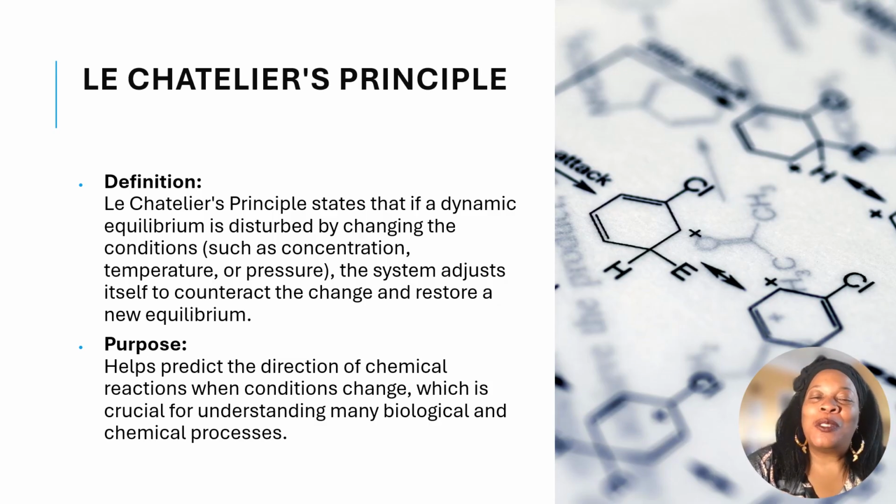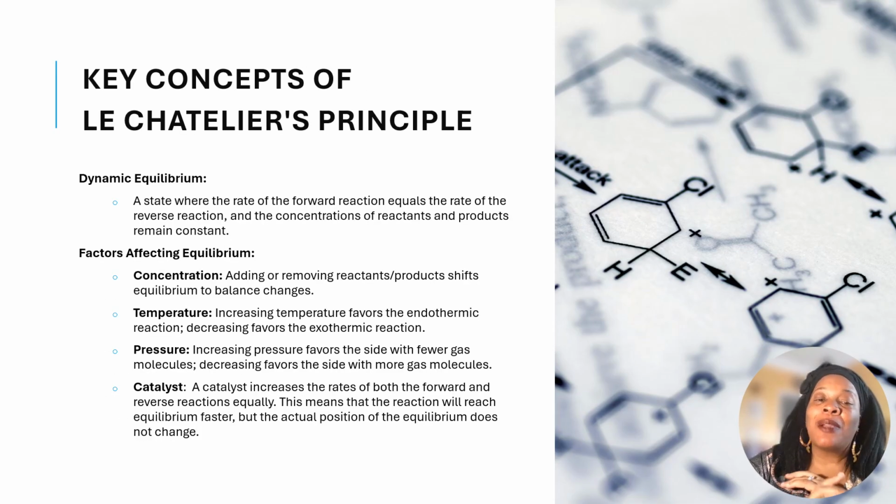Le Chatelier's principle states that if a dynamic equilibrium is disturbed by changing the conditions such as concentration, temperature, or pressure, the system will adjust itself to counteract the change and restore a new equilibrium. The purpose is to help predict the direction of chemical reactions when conditions change, which is crucial for understanding many biological and chemical processes. One of the dynamic equilibrium concepts that you need to be familiar with is that it is a state where the rate of the forward reaction equals the rate of the reverse reaction, and the concentration of reactants and products remain constant.